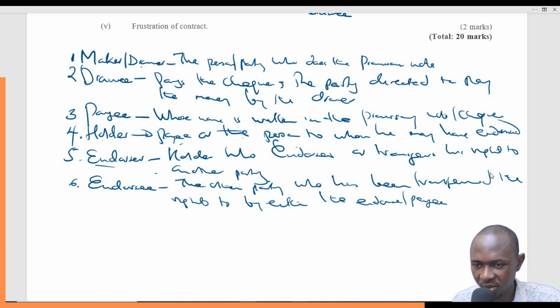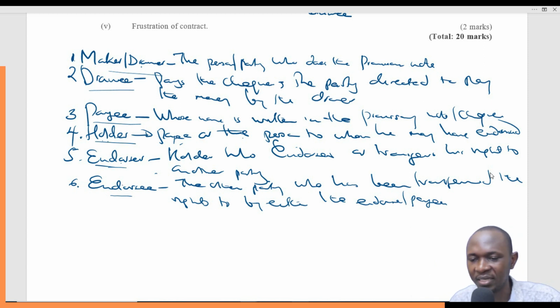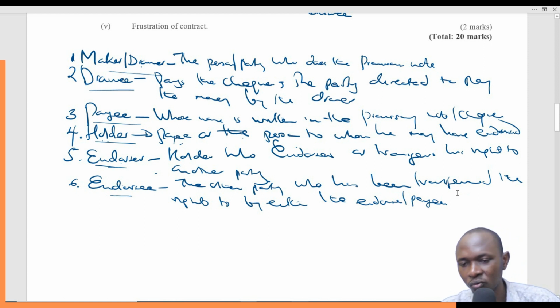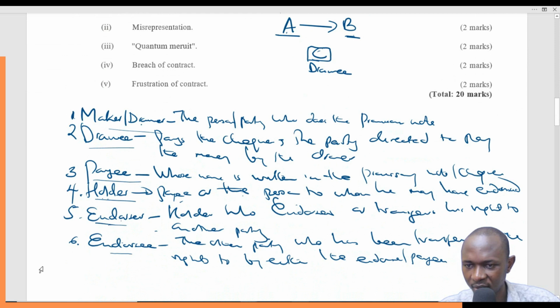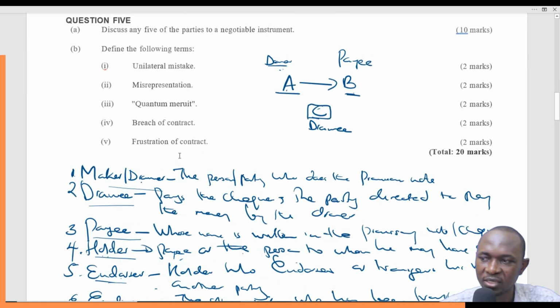So how many parties are these? These are six parties: the maker or the drawer, the drawee, the payee, and then the holder, from the word holding the check, then the endorser, and we have the endorsee. The endorser can be the holder or the payee, and the endorsee is that other party who will now be able to receive the money, the rights of the payee having been channeled to him. So these are six, but the question wants five. So you can just work with these six, and of course there are many others which you can always add.